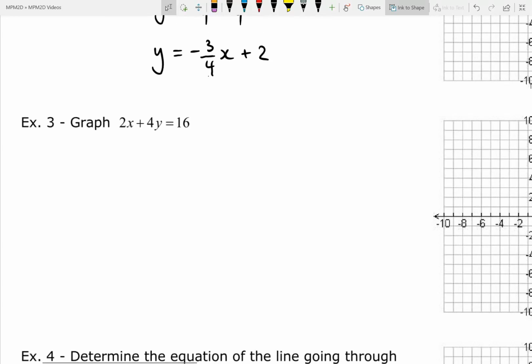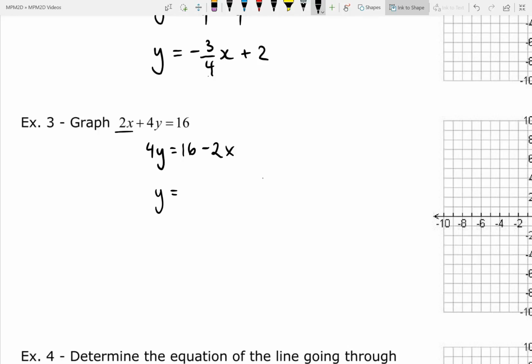Graphing this. Again, this is not in y equals mx plus b form, but you can convert it by rearranging the equation a little bit. So isolate for y, so I leave the 4y on the left side. I subtract the 2x from both sides of the equation. So if I subtract 2x on the left, that disappears. And then I subtract 2x on the right to balance it out. Then I divide both sides of my equation by 4.